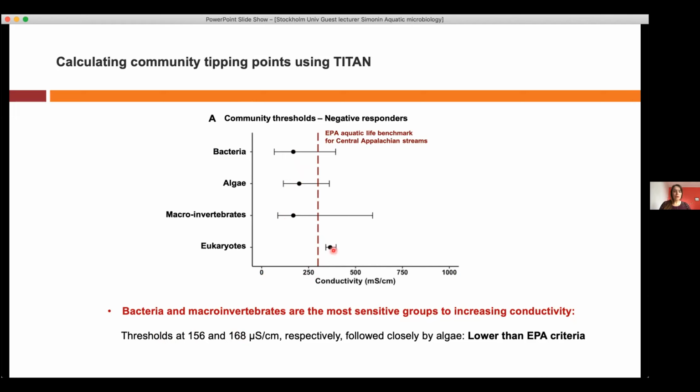But for the eukaryotes, it seems that this is actually protective for this group, if we look at general eukaryotes. But if we split them based on different groups, it's actually lower than the 300 criteria.